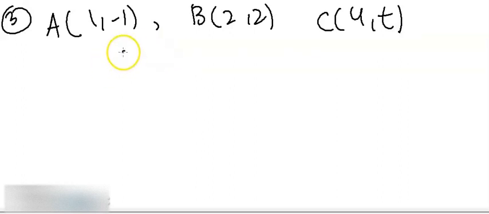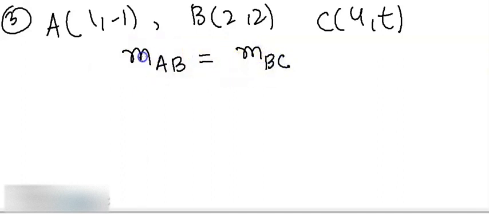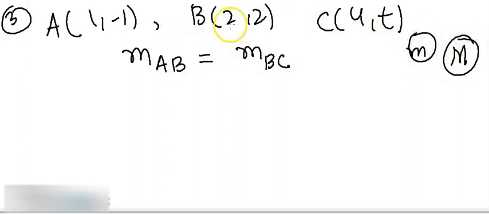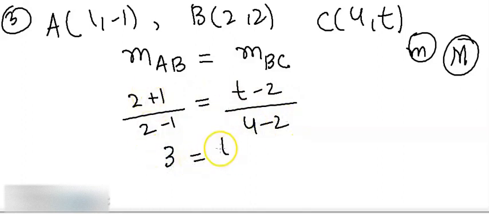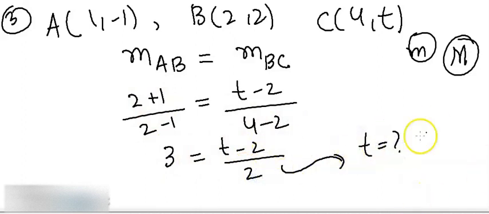Since the points are collinear, the slope of AB is the same as the slope of BC. I'm using small m for the slope because capital M is for midpoint in my convention. So the slope with the help of AB is going to be 2 plus 1 divided by 2 minus 1, equal to the slope of BC, which is t minus 2 divided by 4 minus 2. This is 3 equal to t over 2. You just simplify and get the value of t, whatever it is. It's your job to finish this question. Okay, so let's move to question number 4.